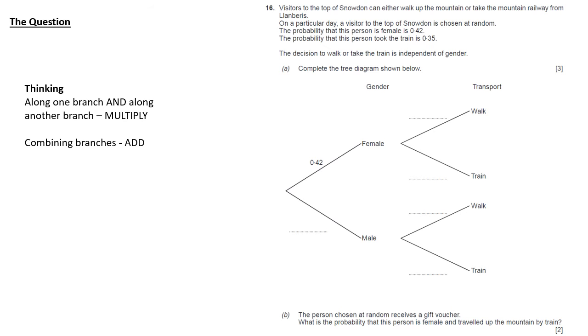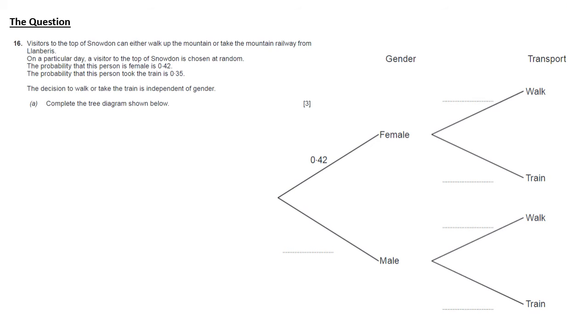Okay, let's have a look at this question then and see if we can use what we've just talked about. If we go along a branch and along another branch, we're going to multiply, because that's going to be one event times another. And if we combine branches, we are adding the outcomes. So let's have a look at this question and see what's going on. Just zoom in a sec.